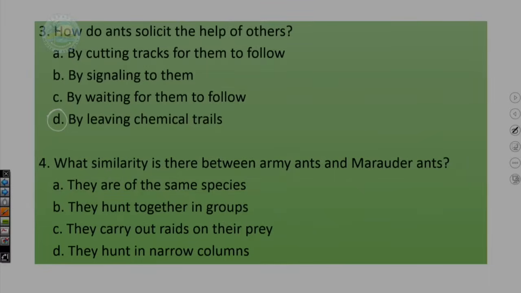What similarity is there between army ants and marauder ants? And again, looking at our article, there was that section that spoke about the similarity between the army ants and the marauder ants. Are they of the same species? Do they hunt together in groups? Do they carry out raids on their prey? Or do they hunt in narrow columns? And again, perusing our article, we're able to conclude here our answer is that they carry out raids on their prey. Our answer is C for number 4.